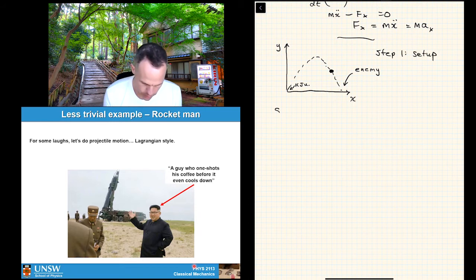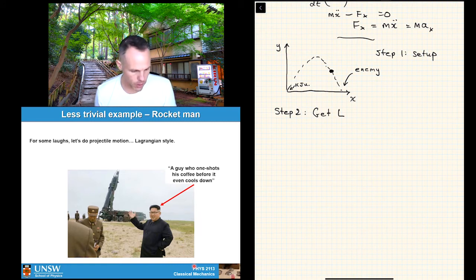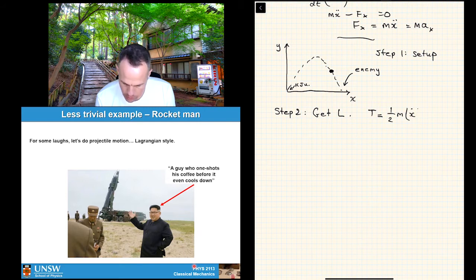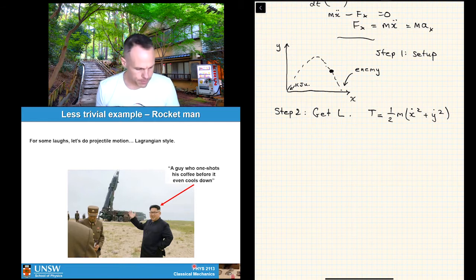Step two, we need to get L. And that means we need to get T and V first, right? So our T here is just a half mv squared, same as it always is. But now we only have two directions to worry about, x and y. So we can write this thing as a half m (x dot squared plus y dot squared). Like so, okay?